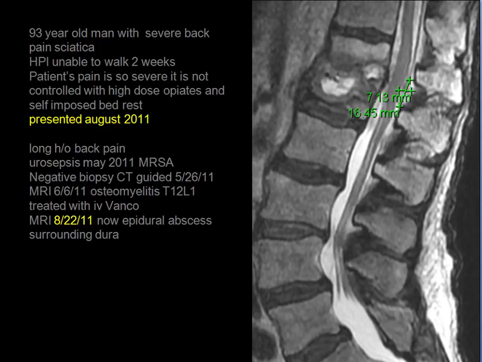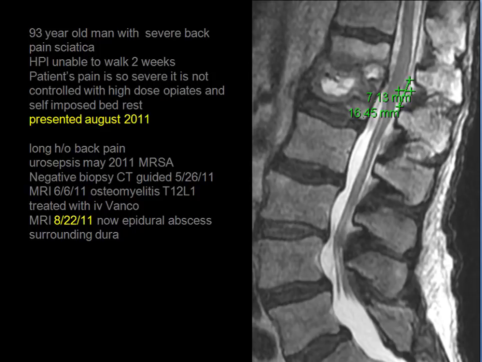93-year-old man with low back pain. He has not walked for 2 weeks. 93-year-old, he hasn't walked in 2 weeks. Normally he's a normal guy, can walk, talk, lives alone, very functional guy. Hasn't walked for 2 weeks. The pain is so severe, he's on high dose opiates, and he cannot even move in his bed. And he presented in August, so this is like an old case. This was August 2011, just to get an idea.